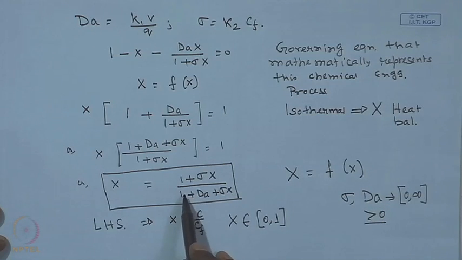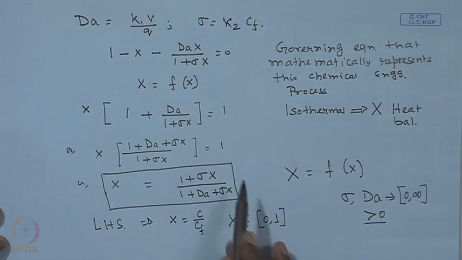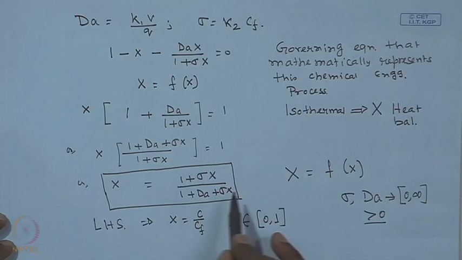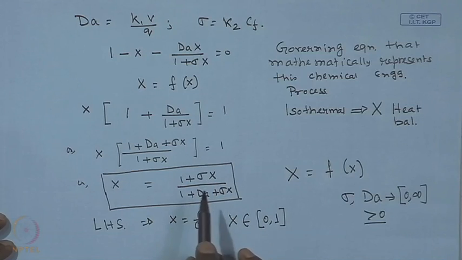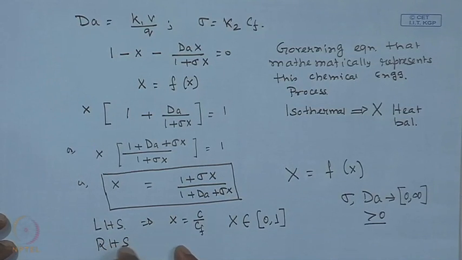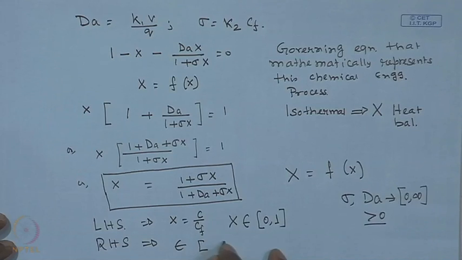So, if that is the case, if you look into the numerator, this is 1 plus sigma x, and the denominator is 1 plus sigma x plus dA, some amount of positive real number. So, therefore, the denominator will always be greater than the numerator. Whatever the value of x is, or sigma and dA is, the numerator is always less than the denominator. If that is the case, f x will always be a fraction. So, that means the right hand side is also lying in the domain 0 to 1.